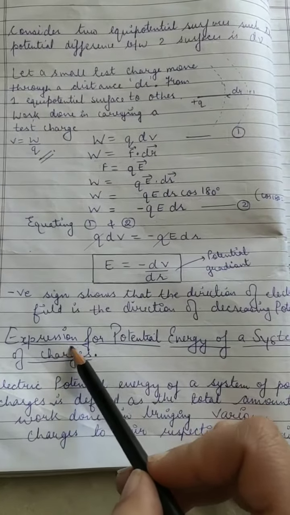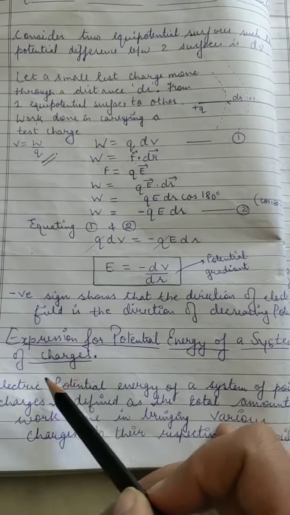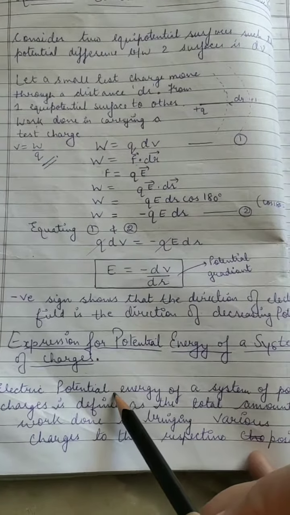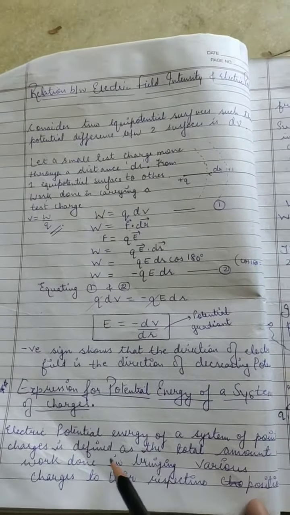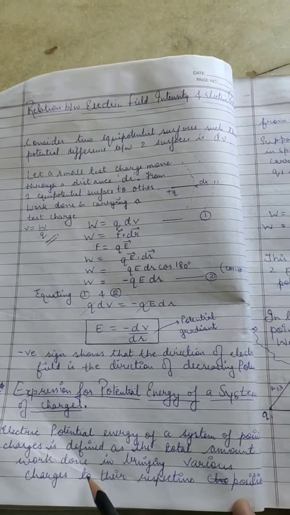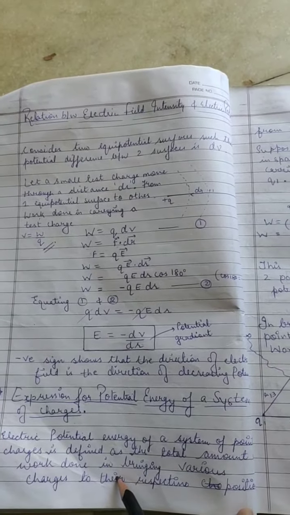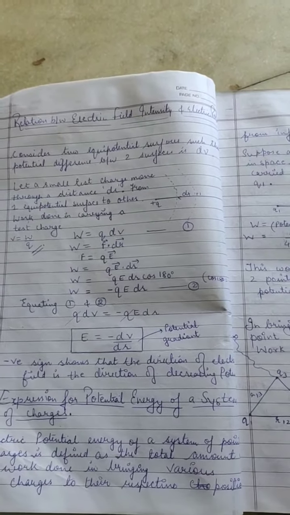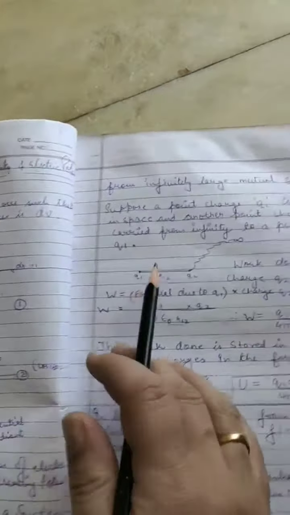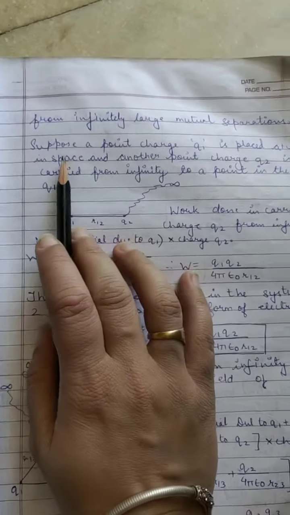The next topic is expression for the potential energy of a system of charges. Electric potential energy of a system of point charges is defined as the total amount of work done to carry the charges to their positions from infinity to one point.